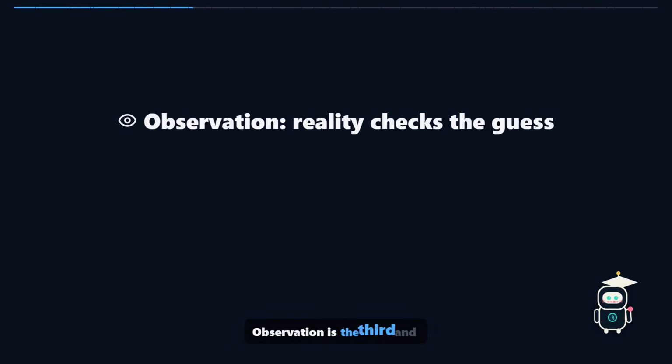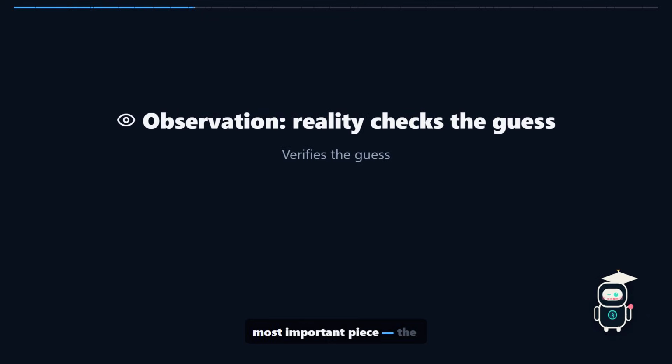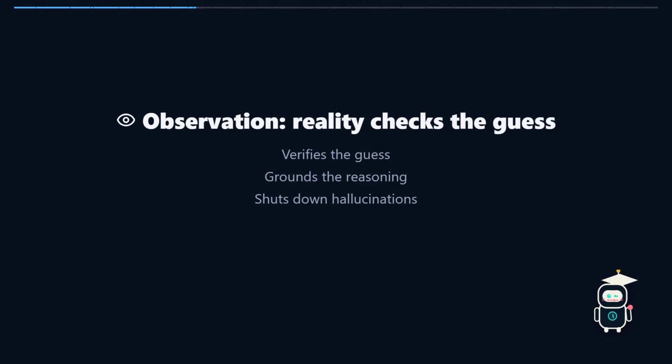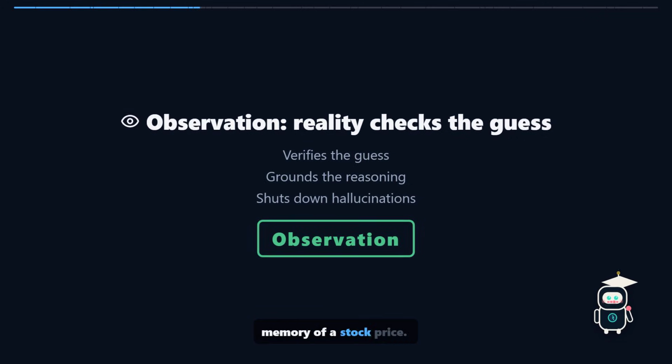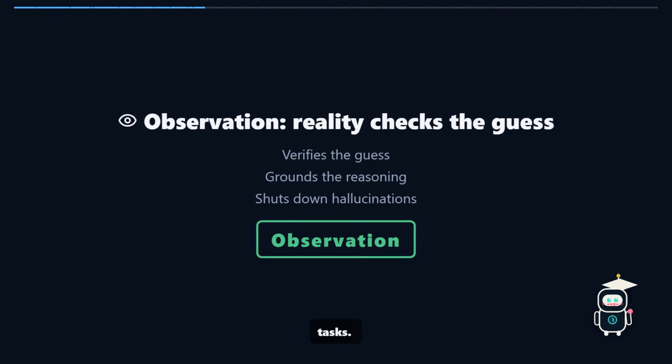Observation is the third and most important piece, the raw output from the tool, dropped right back into the prompt. Now the next thought isn't built on a fuzzy memory of a stock price. It's anchored to a real number. This is the mechanism that slashes hallucinations in multi-step tasks.